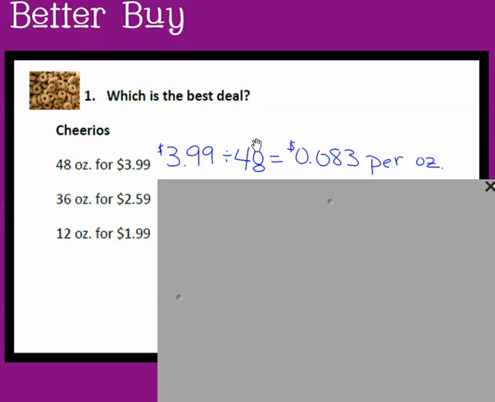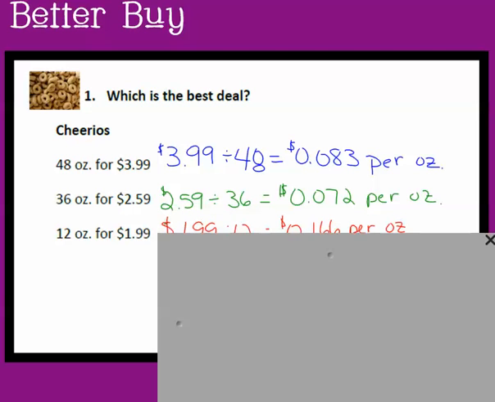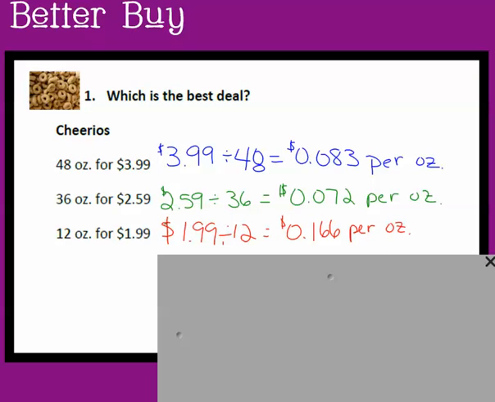If we look at 36 ounces for $2.59, we'll take that $2.59, divide it by 36 ounces, and we find that we're paying a little over 7 cents per ounce. And then looking at the 12 ounces for $1.99, we'll simply divide $1.99 by 12. And we find out we're paying almost 17 cents per ounce, a little more than 16 cents per ounce.